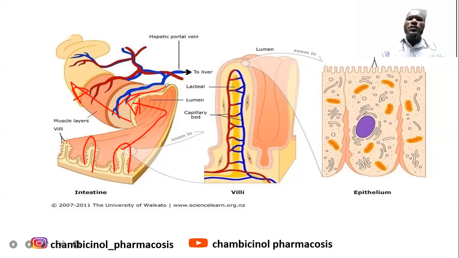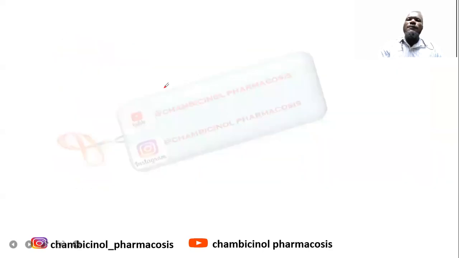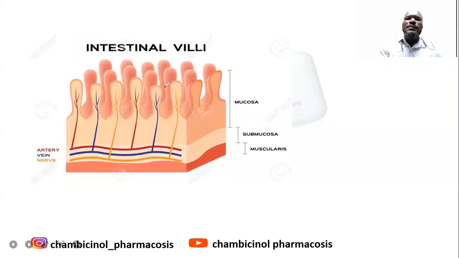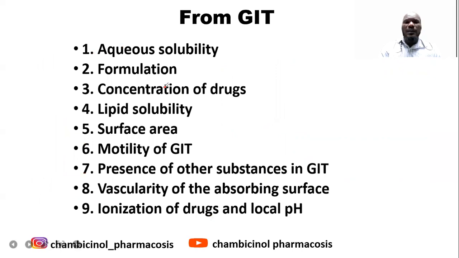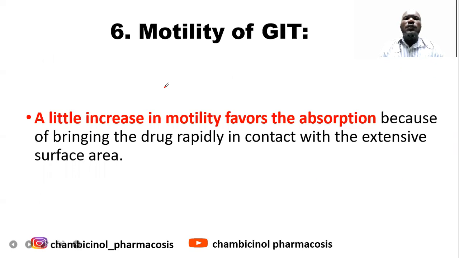So these finger-like projections, the villi, increase the surface area. On magnification, you can see this is the finger-like projection, the intestinal villus, which increases the absorption of the drug. This villus is not present in the stomach. That's why the absorption of the majority of drugs is very poor in the stomach, because of the small surface area in comparison with the small intestine, where the villi increase absorption. So that was surface area, but we have another factor, which is the motility of the GIT.